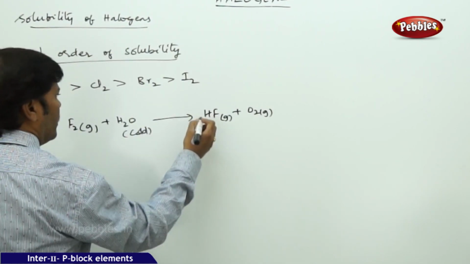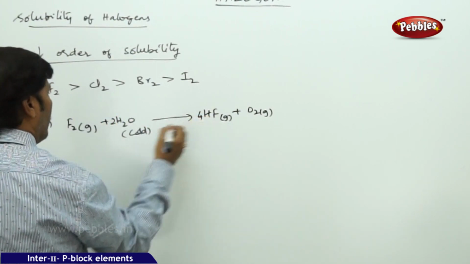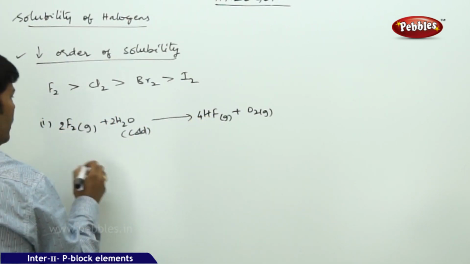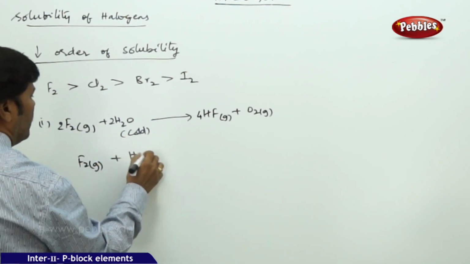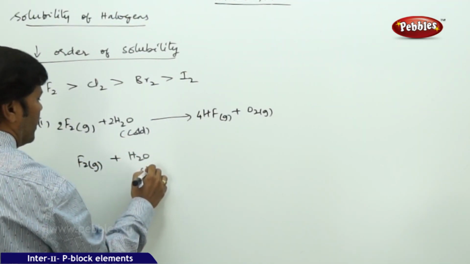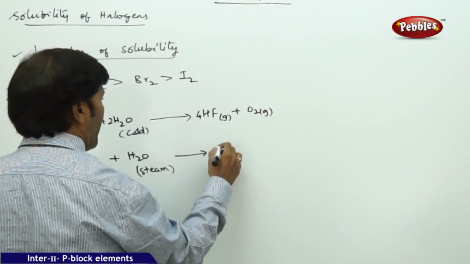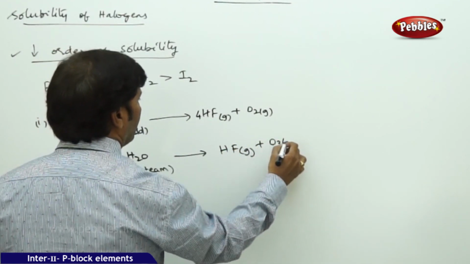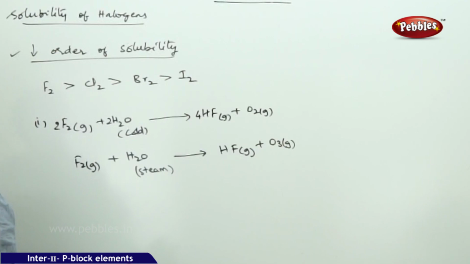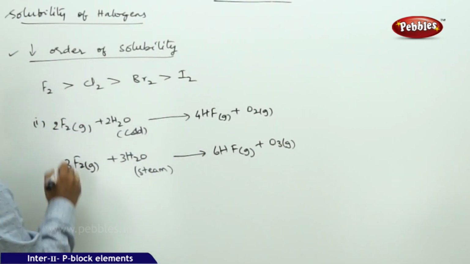Balance the equation: we have 2 oxygens, so take 2 here, 4 here, and 2 here. And if the same fluorine gas reacts with water under hot conditions, in the case of steam, you find HF gas plus O3 gas. Here, balance the equation: take 3 here, then 6 here, and 3 moles here.